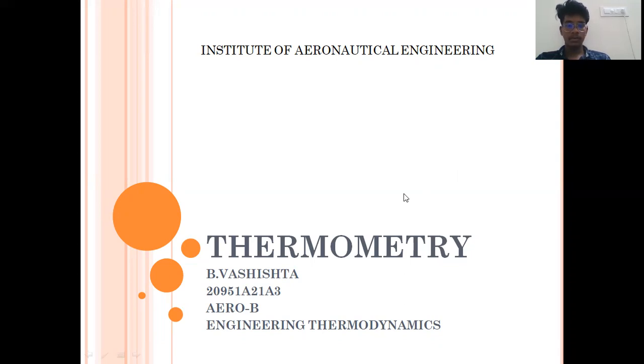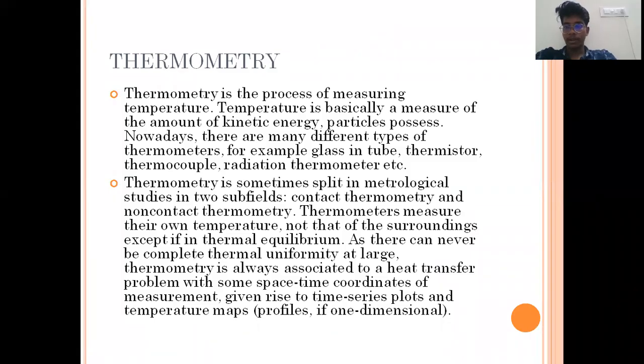Today I'm going to explain thermometry in engineering thermodynamics. So, what is thermometry? Thermometry is the process of measuring temperature. Temperature is basically a measure of the amount of kinetic energy particles possess.